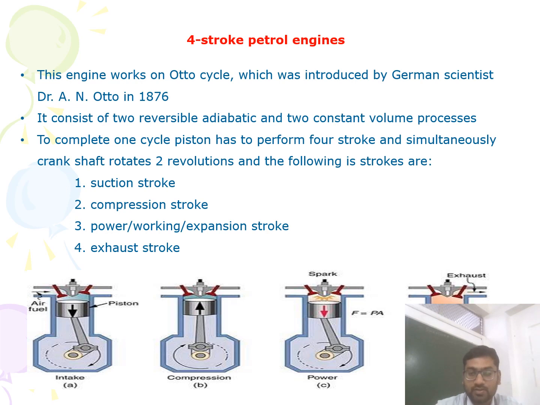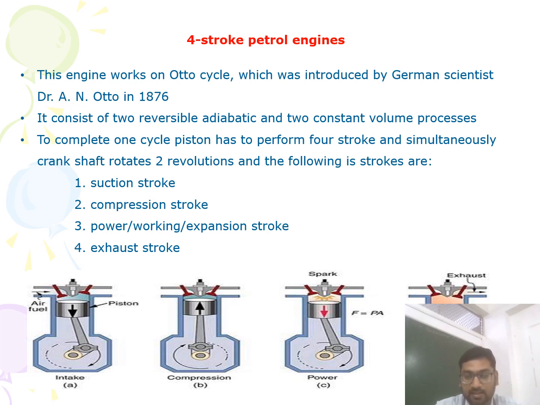Near the end of this compression, the mixture is ignited by the electric spark given by the spark plug. The combustion of the petrol produces hot gases, which increase the pressure at constant volume. This constant volume combustion process is represented in the PV diagram by the 2 to 3 line.